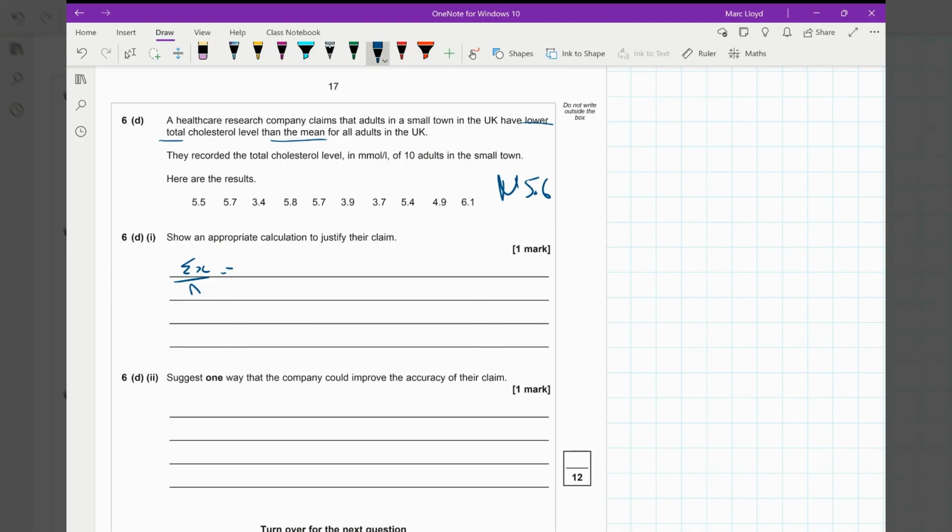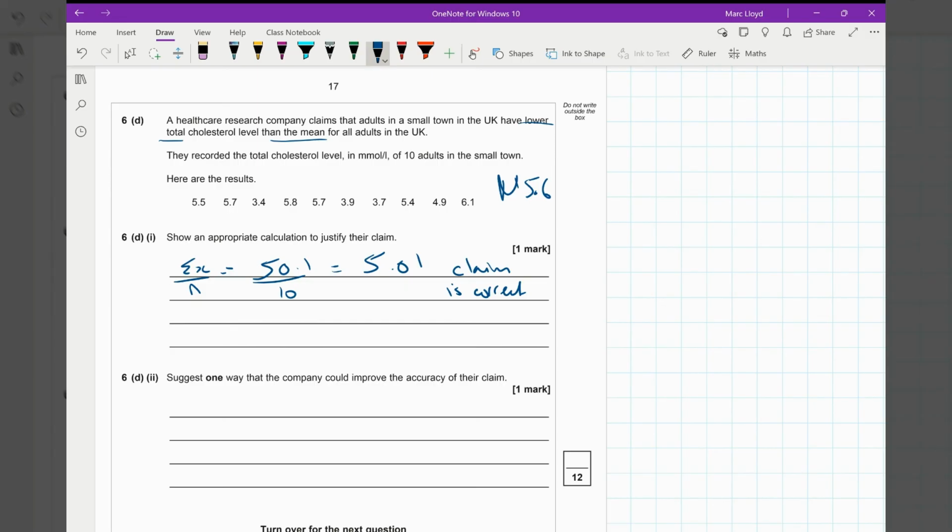Just got to get out of this menu. So 5.5 plus 5.7 plus 3.4 plus 5.8 plus 5.7 plus 3.9 plus 3.7 plus 5.4 plus 4.9 plus 6.1. So 50.1 divided by 10, which gives us 5.01. So their claim is correct.